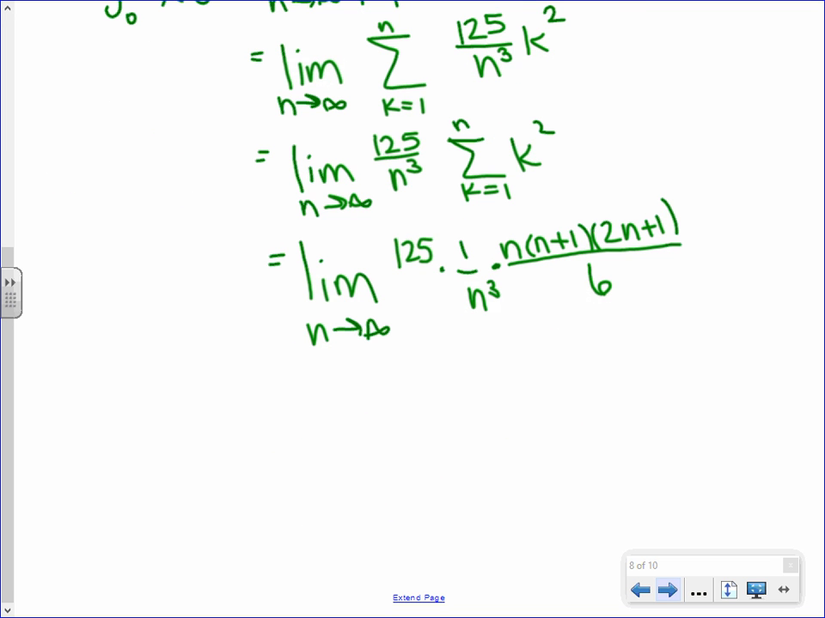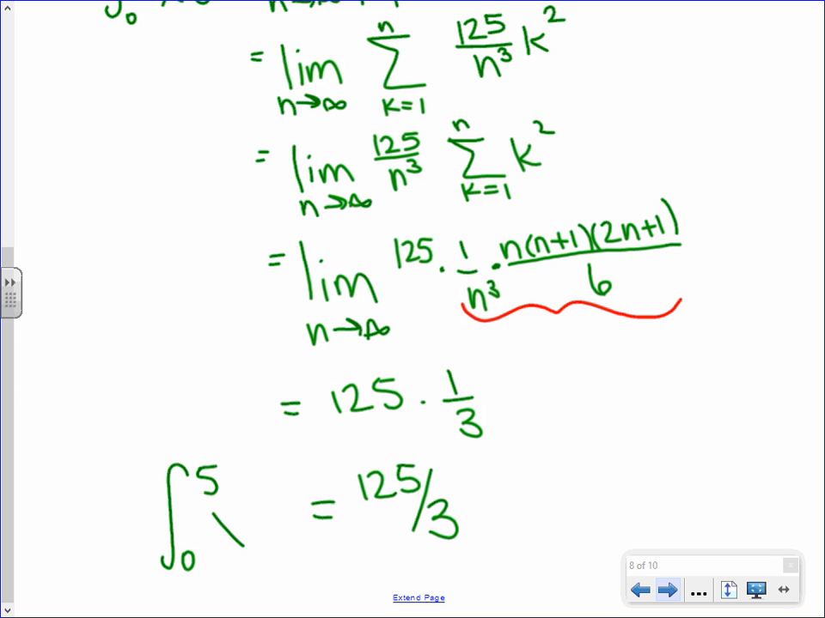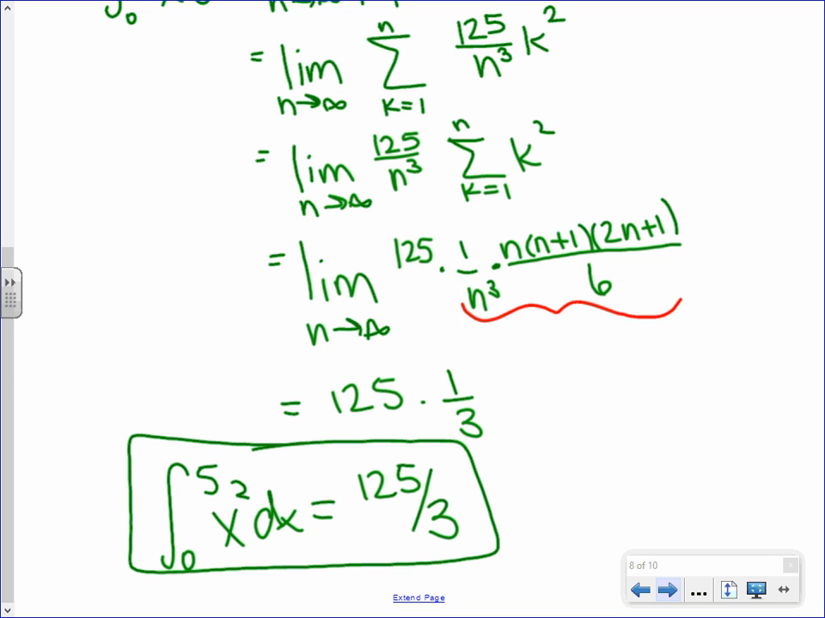Okay. We already know what that limit is, don't we? You can either redo it right now or remember it from before. What is it? It's 1/3. So we have 125 times 1/3. Our exact area is 125 thirds. Woo! There we go. Everything from our quiz we just meshed together into one problem. Can you say the answer? Yes. Okay.